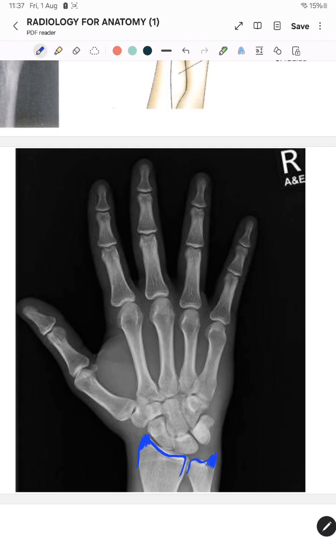So the mnemonic for learning the carpals is the "she looks too pretty, try to catch her." So this is scaphoid, this is lunate, this is triquetrum, and this is pisiform bone. Then we have hamate, this is capitate, this is trapezoid, and this is trapezium.